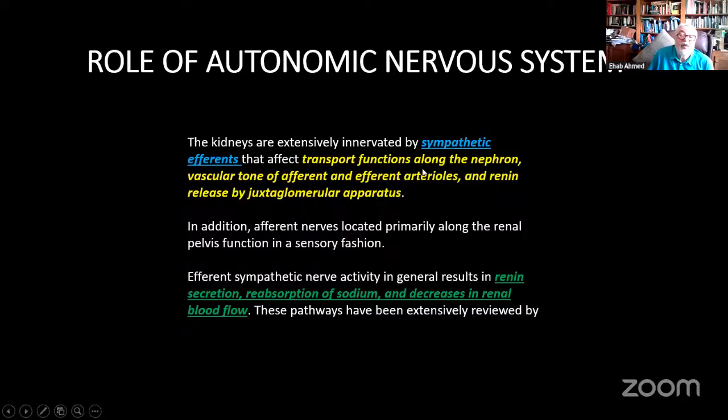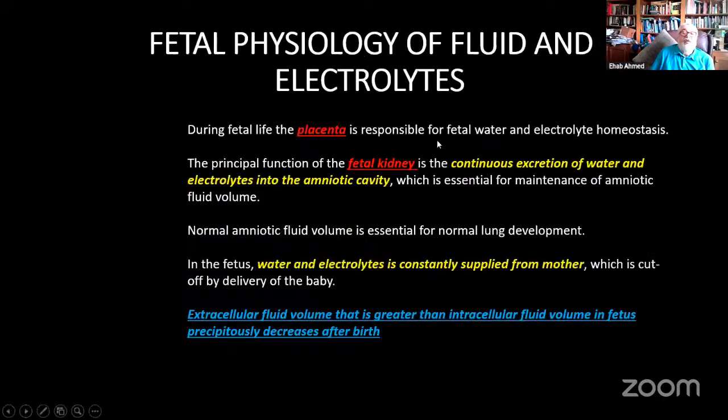The autonomic nervous system is sympathetic, and it regulates the blood flow, the renal blood flow. It's stimulated by renin and by other stimuli. Fetal physiology, which will help us to understand the behavior of the preterm infant.